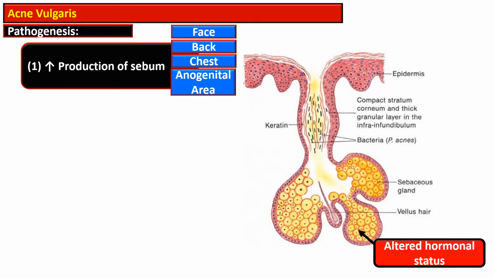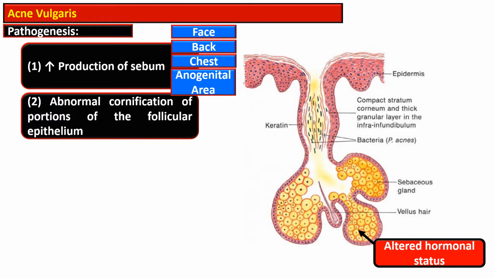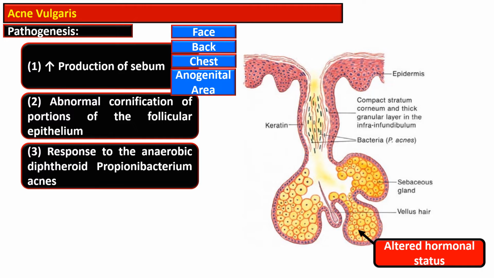In addition to increased production of sebum, there is abnormal cornification of a portion of the follicular epithelium, especially in the neck or infundibular region. This leads to dilation of the canal of the follicle, and if there is more sebum production, there is desquamation of the squamous cells and accumulation of keratinous debris. This provides a rich environment for Propionibacterium acnes proliferation.